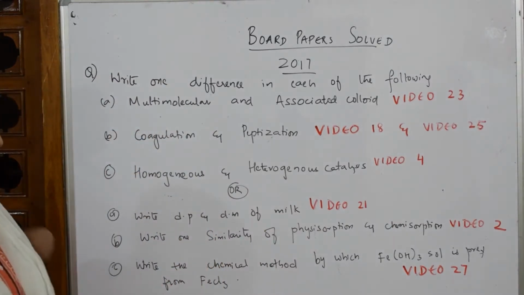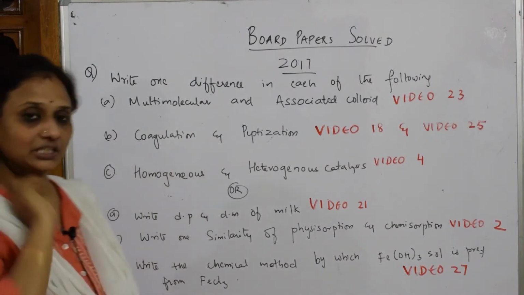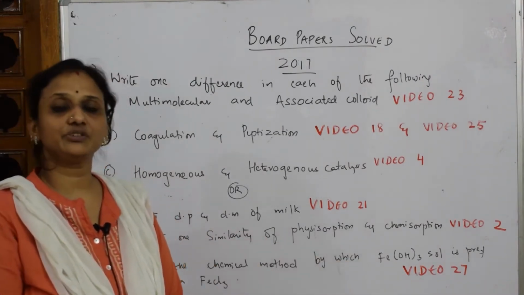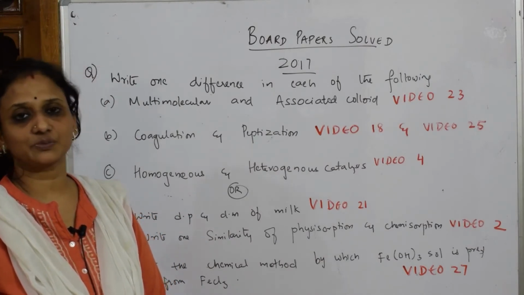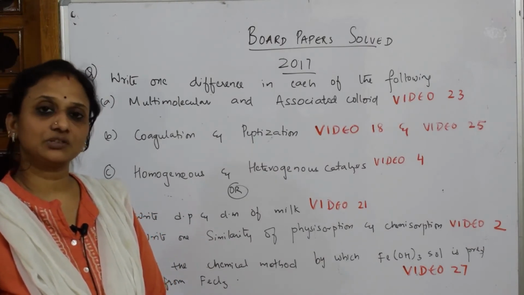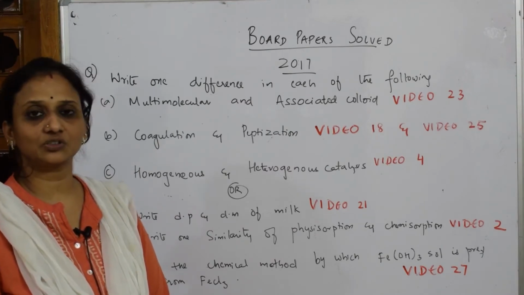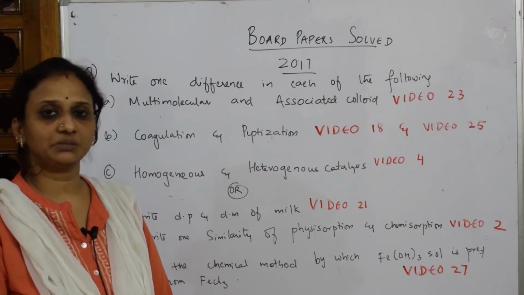Next would be, write the chemical method by which ferric hydroxide sol is prepared from ferric chloride. I've done this question in video number 27. So please go to the video, that is hydrolysis reaction. So by the method of hydrolysis, I've prepared ferric hydroxide sol as well as aluminium hydroxide sol.